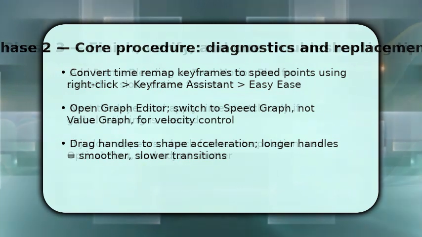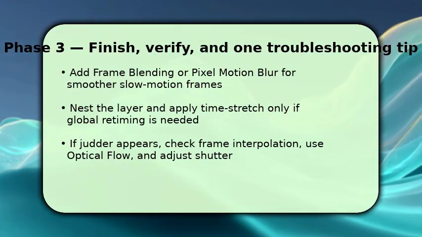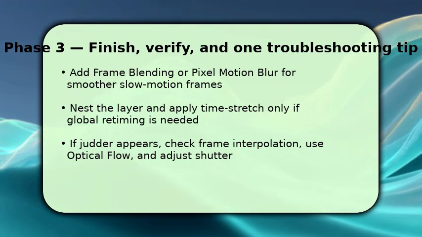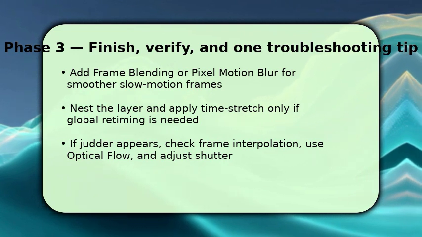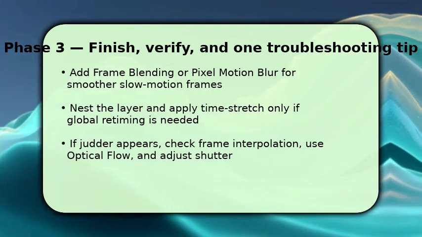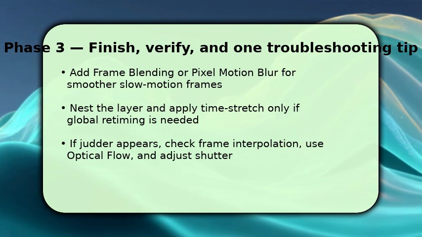Finish by smoothing artifacts and preparing to render. Add frame blending or pixel motion blur when slowing footage because missing frames cause stutter. Optical flow often yields the best results but can introduce warps, so preview closely.